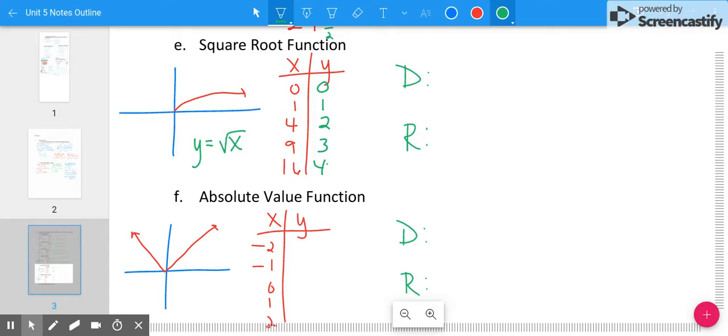So that means domain-wise, we're starting at 0, and we continue to go up forever. Range-wise, our y value also starts at 0, and it's a little bit slower of a rise, but it will also go up forever.